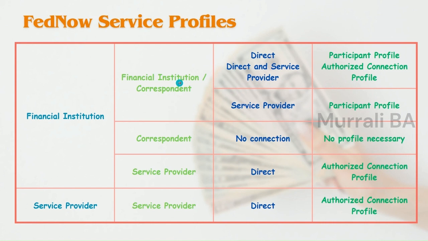At the same time, if the financial institution just chose to play the role of service provider, let's say that even though they are a bank, they have a payment system and they are offering their payment system to some other banks to connect with them to provide a FedNow service. In that case, they are only required to have a participant profile. ACP is not required. And let's say that the same financial institution chose to play a correspondent, but they only agree to do the settlement services alone.